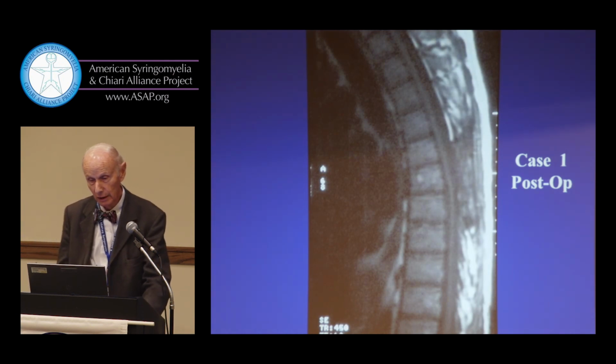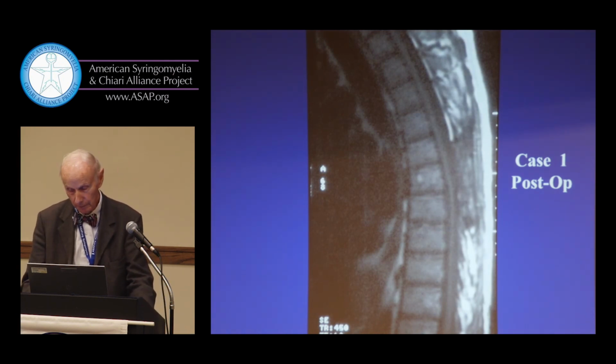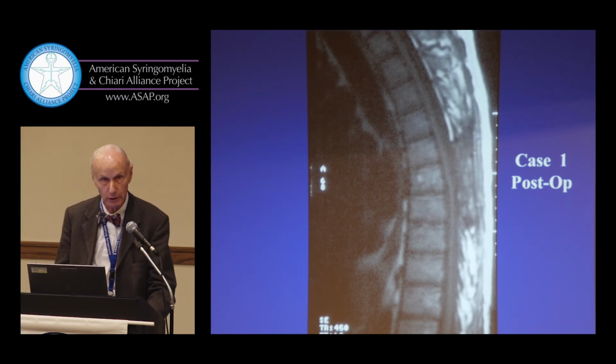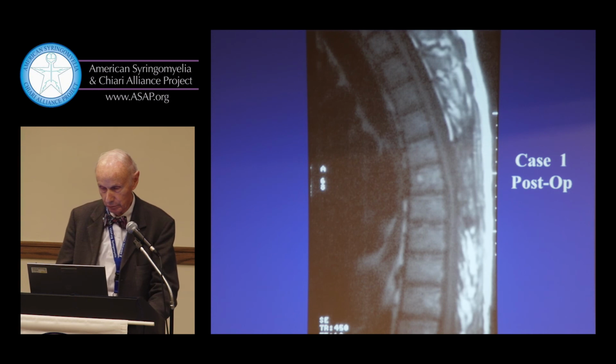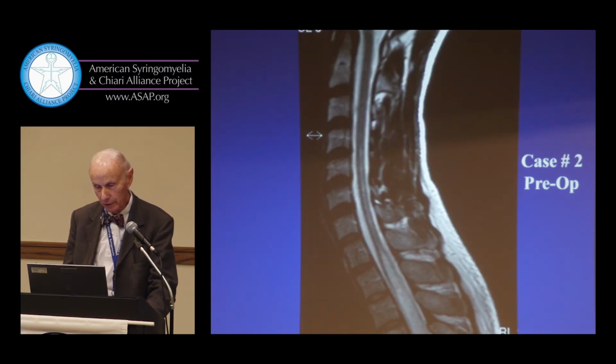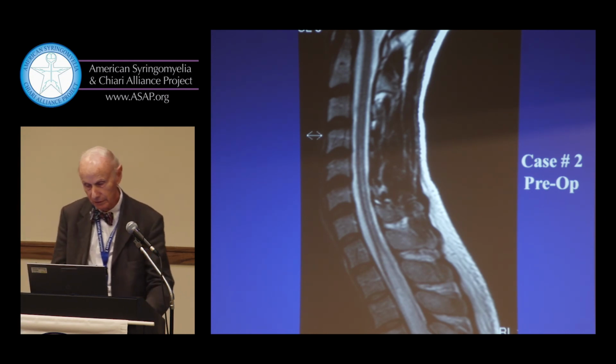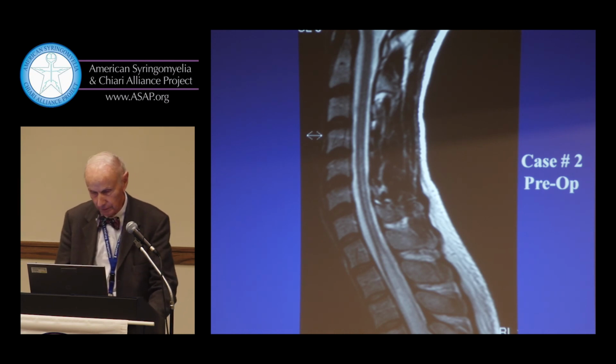And this is the same patient after the arachnoid membrane causing the cyst had been removed. Here's another patient. Again, you see the syrinx cavity right here at the lower end. And again, there was no obvious explanation for this.